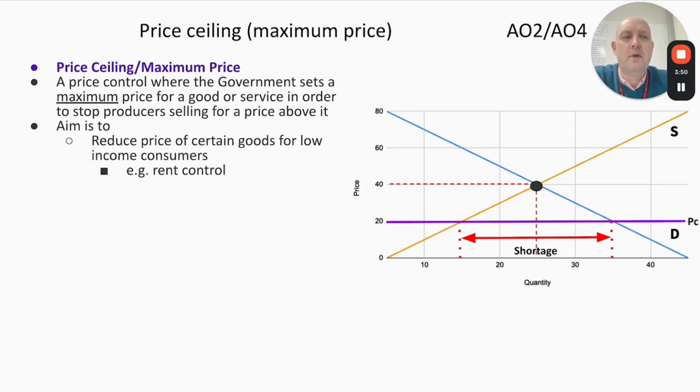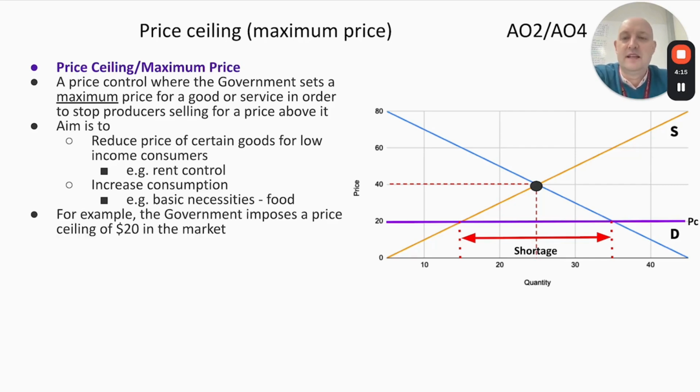So one example might be rent control. This is like the classic example of a price ceiling. This is where the rents that consumers pay landlords for apartments is going to have some sort of maximum price. But we also see them in things such as basic necessities, such as food. And the idea here is that the government's trying to lower the price so that low-income consumers can buy more of it. But there's going to be various implications that we're going to see later on.